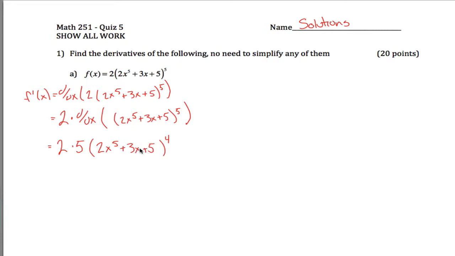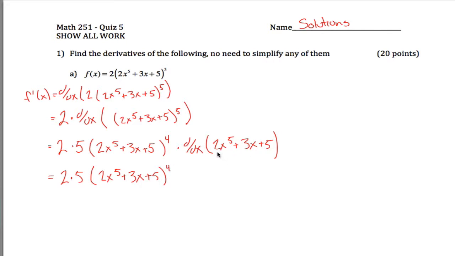You might think you're done here, but you're not, because this power rule applies when you have an x here. We don't have an x here, we have this polynomial, so my chain rule says I still have to multiply that by the derivative of 2x to the 5th plus 3x plus 5. So finally, if I recopy everything that I have above, all I have to do is figure out this derivative here. And that's not too bad.